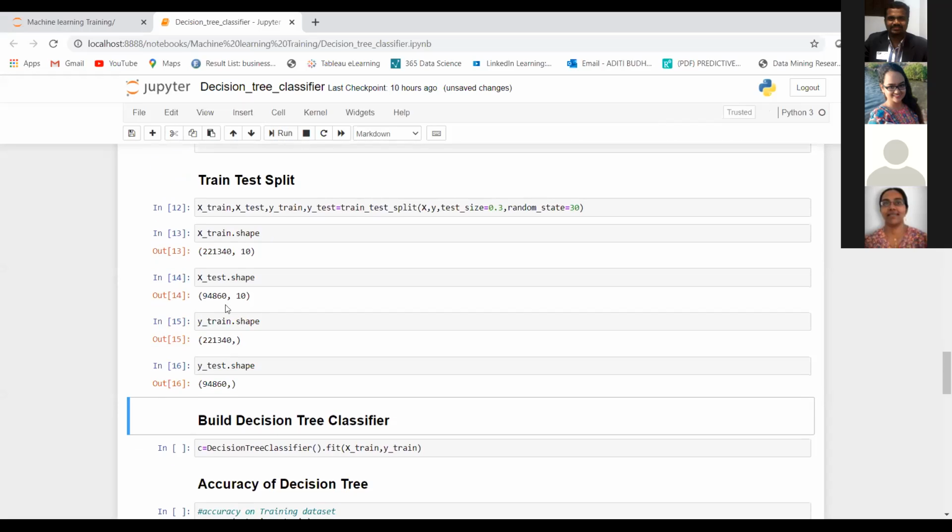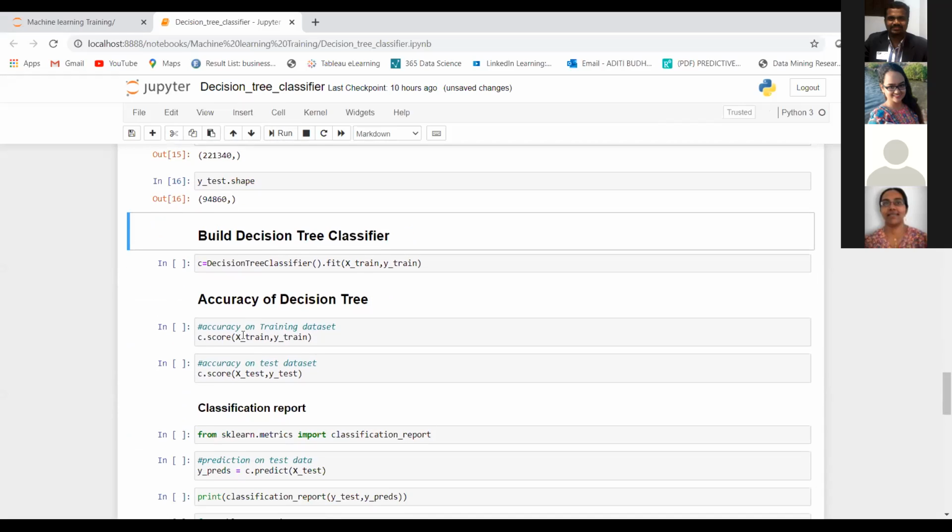Okay, so you see that in the training data set, we have some 221,000 rows, and in the testing data set, we have some 94,000 rows. Now let us see how we build our decision tree.